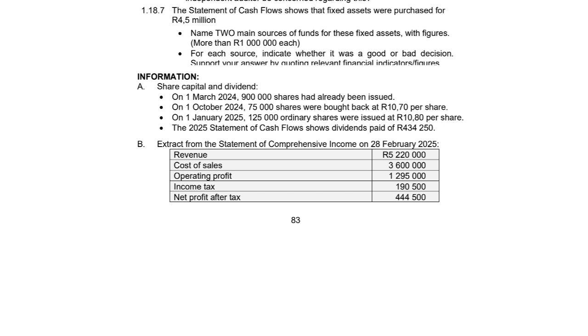B. Extract from the statement of comprehensive income on 28 February 2025. Revenue 5,220,000 rand. Cost of sales 3,600,000. Operating profit 1,295,000. Income tax 190,500. Net profit after tax 444,500.